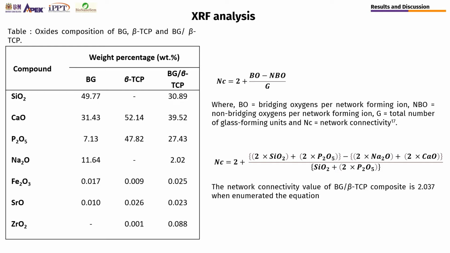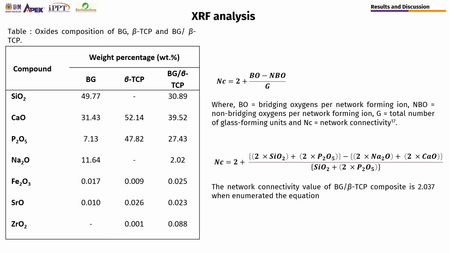The oxides were estimated by XRF analysis based on weight percentage. When BG is incorporated with beta-TCP, it reduced the primary oxide weight percent of pure BG and beta-TCP. The network connectivity value of the BG beta-TCP composite is 2.037 when calculated using the equation based on the XRF result.